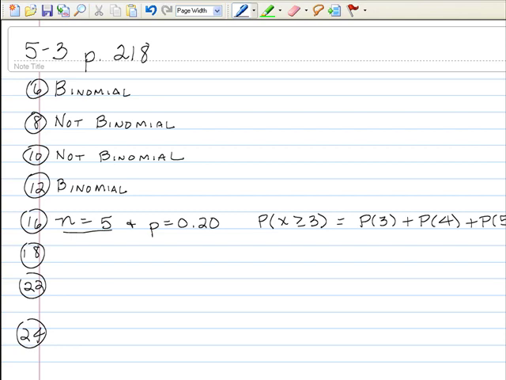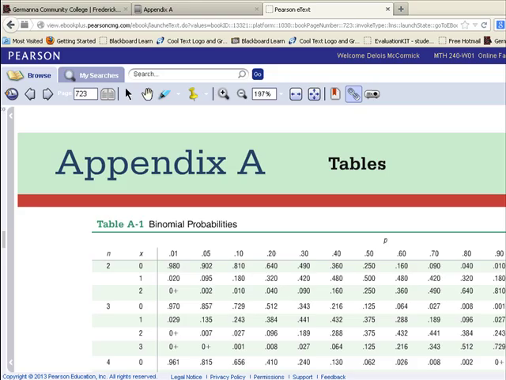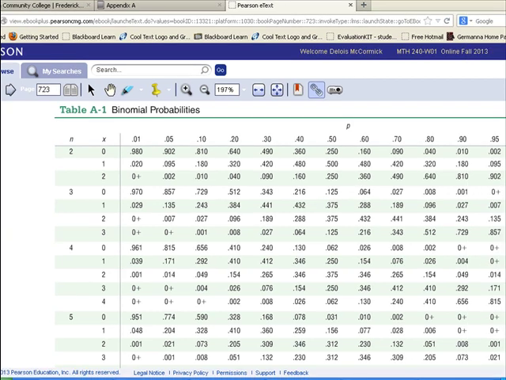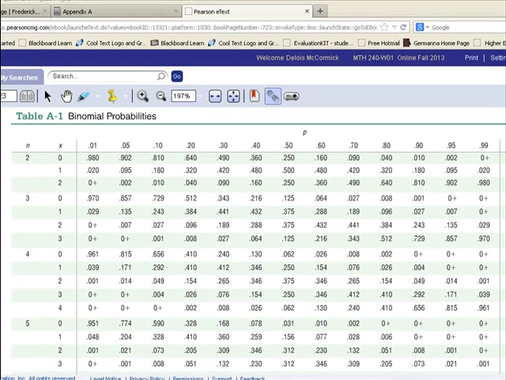and look at that. This is our binomial probability table. Let me see if I can move my window over a little bit. Sometimes it's hard to hit it right in the center. Okay. More or less, I think I've got it centered.